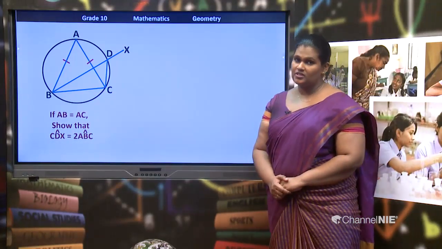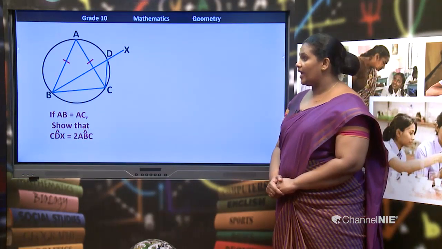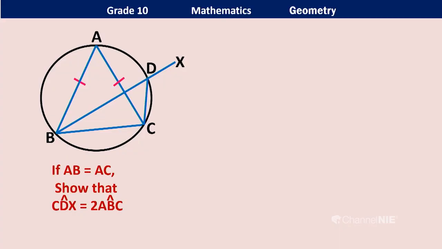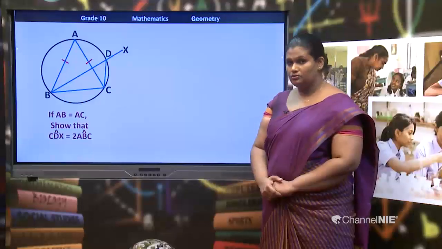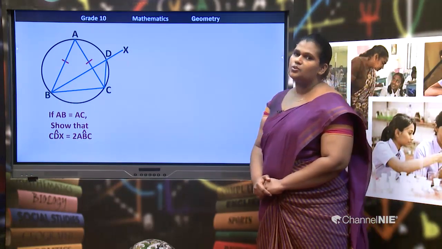Right, have a look at this question. Right, the figure is given. If AB is equal to AC, show that angle CDX is equal to twice of angle ABC. So, first of all, we will see what these two angles are. Angle CDX is equal to twice of angle ABC, right. Now, using the knowledge we have got about the three theorems we have learnt in the previous lesson, we have to show this relationship.